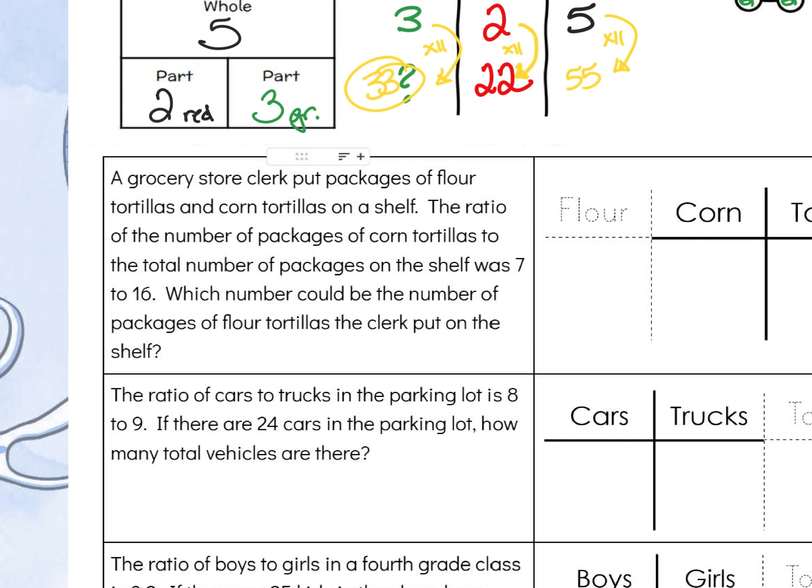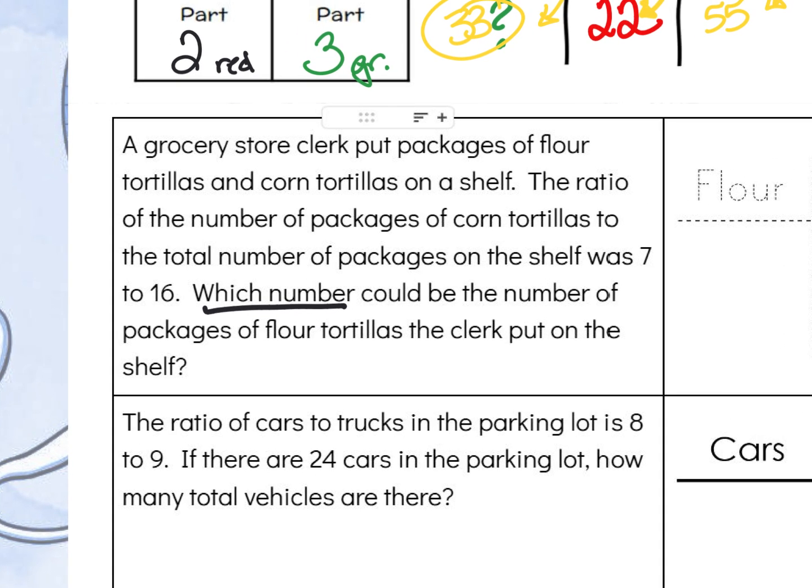A grocery store clerk put packages of flour tortillas and corn tortillas on a shelf. The ratio of the number of packages of corn tortillas to the total number of packages on the shelf was 7 to 16. Which number could be the number of packages of flour tortillas the clerk put on the shelf? Okay, and then on this problem, since it's asking which number could be, we need the answer choices, which I forgot to put on there when I was typing. So we can just write them in.